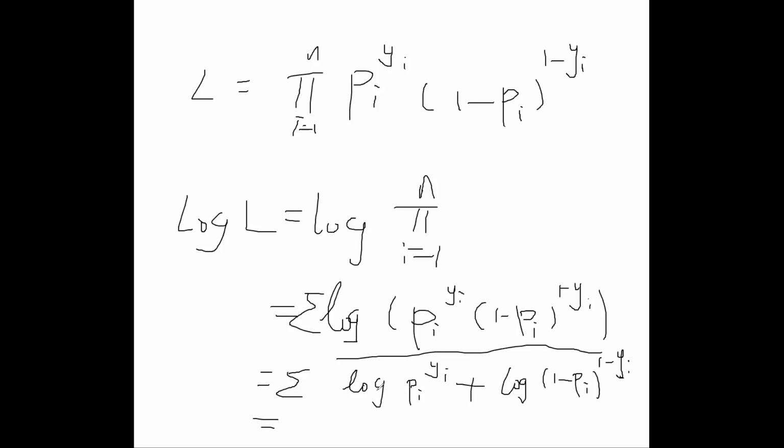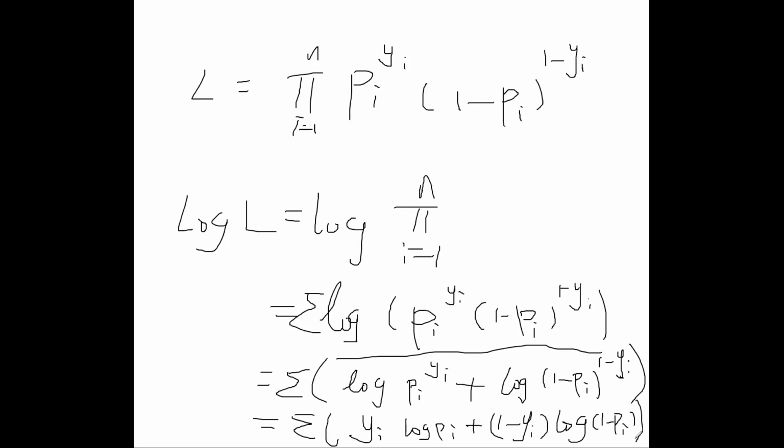So that, remember this is in brackets, right? There's a summation outside here. So now, if you look at this, it becomes the sum of yi log pi plus 1 minus yi times log of 1 minus pi, right? So that's our summation of log likelihood.